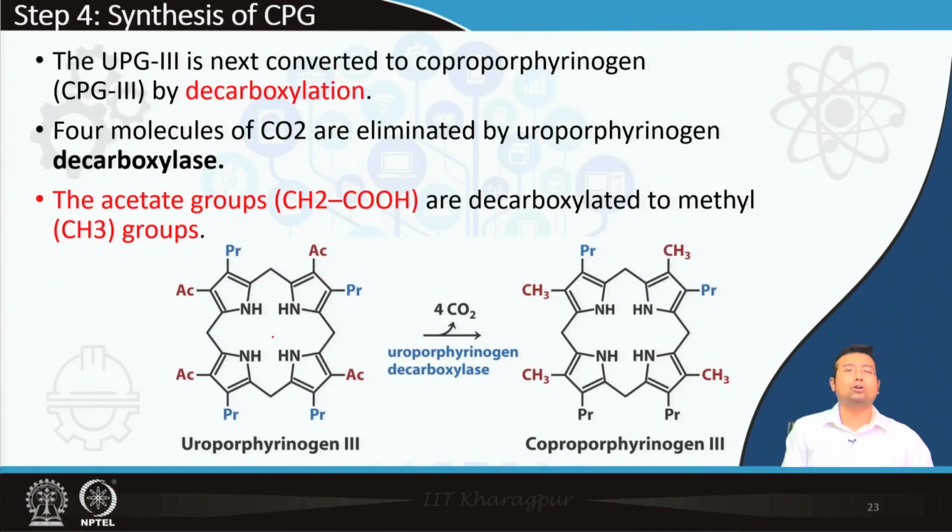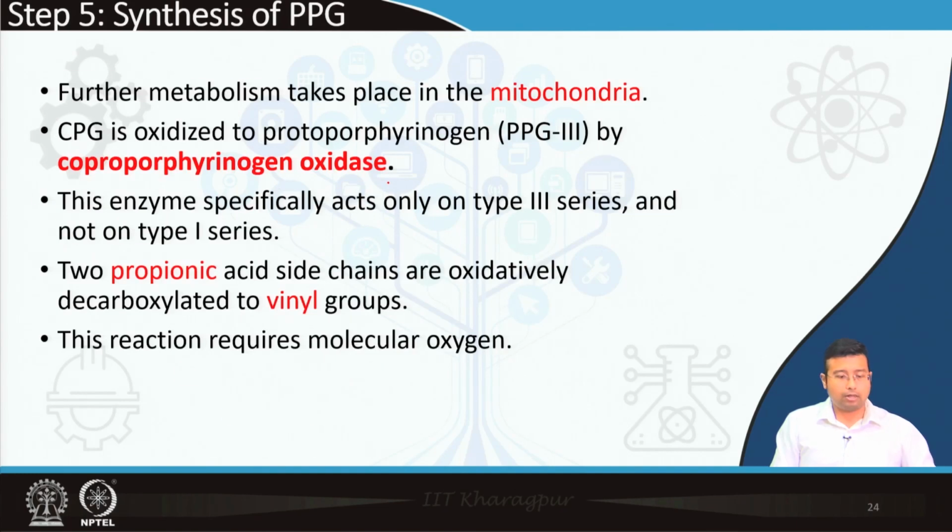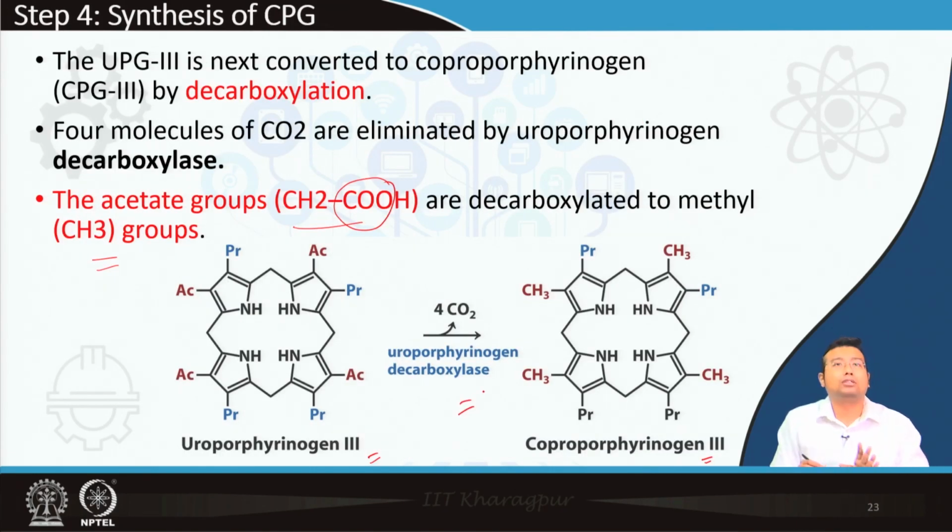So in the next step, what happens? Uroporphyrinogen loses carbon dioxide to form coproporphyrinogen. Uroporphyrinogen 3 forms coproporphyrinogen. What actually happens? The acetate groups are decarboxylated to form methyl groups. There are 4 acetate groups, CH2COOH. If the carbon dioxide goes, CH3 will remain, and that is exactly what is happening. It is very easy to understand. You should know molecular oxygen is required in this reaction. So oxygen might come in anyway. So you can see.